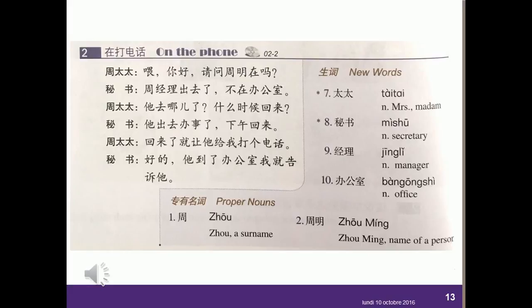喂,你好,请问周明在吗?周经理出去了,不在办公室。Okay, repeat. 他去哪儿了?什么时候回来?他出去办事了,下午回来。Repeat. Last one. 回来了就让他给我打个电话。好的,他到了办公室我就告诉他。Okay, repeat.